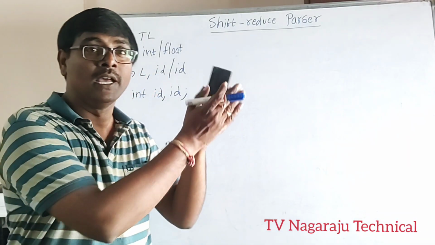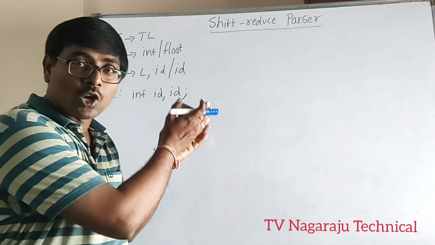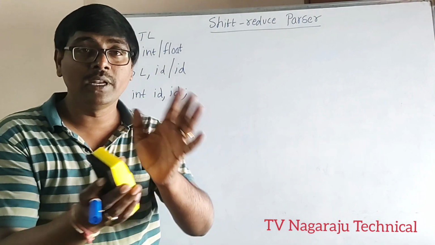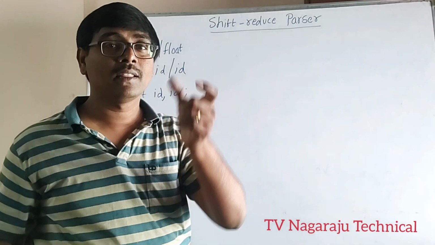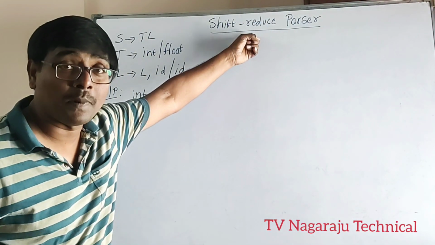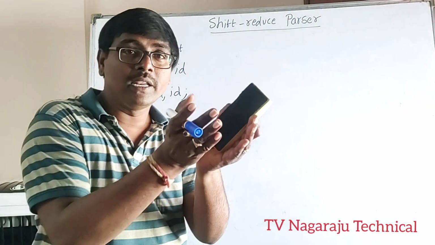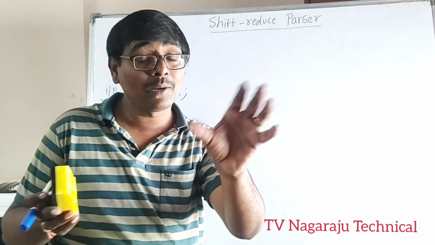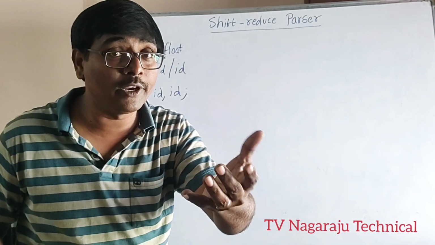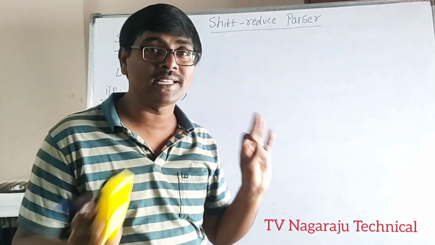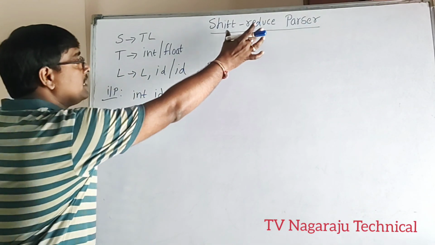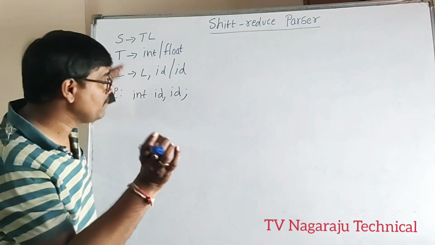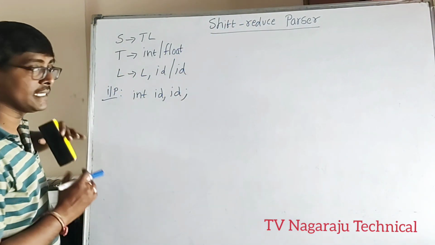That means if the top of the stack is the starting symbol and the input is empty, then the string is accepted by this parser. In any way, if there is a mistake, that is if it does not match and it is not possible to reduce, the fourth operation is error. Whatever concept we discussed, the same thing is implemented with this example.